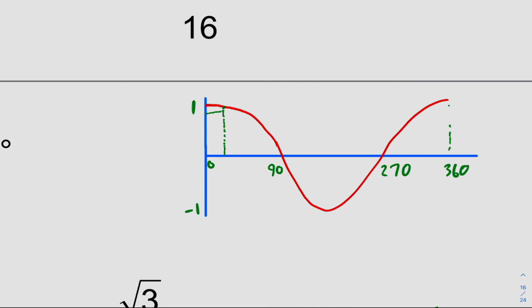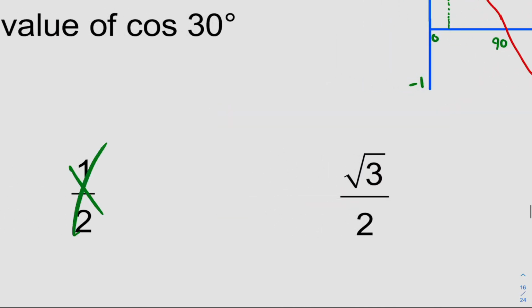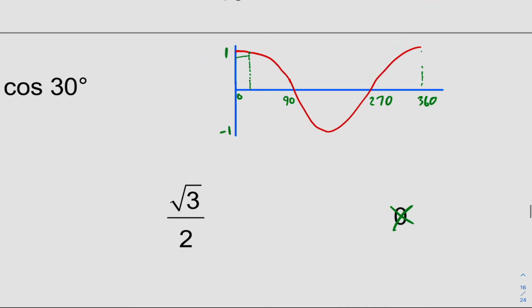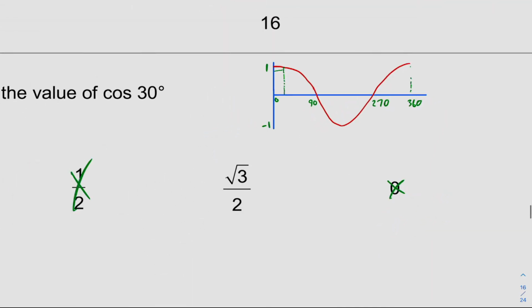So we can again discount a half, and we're then left with root 3 over 2, which must be the value of cos 30, and as it turns out, it is the value of cos 30, so root 3 over 2.